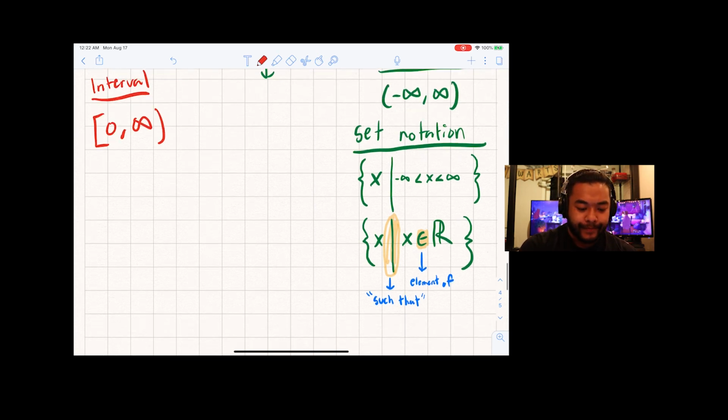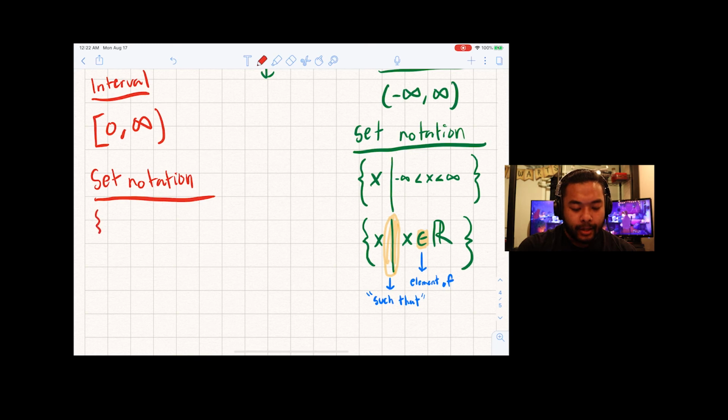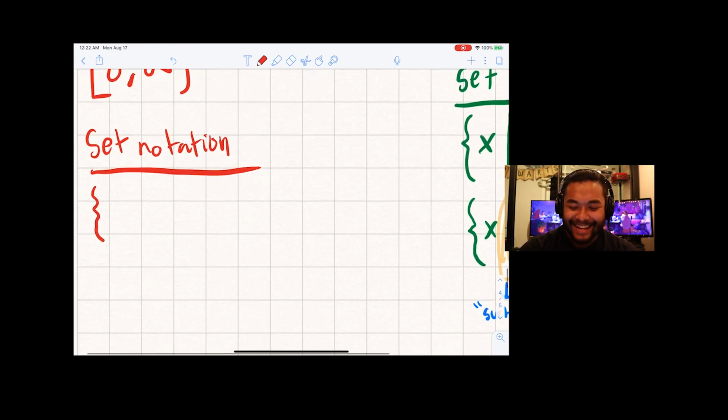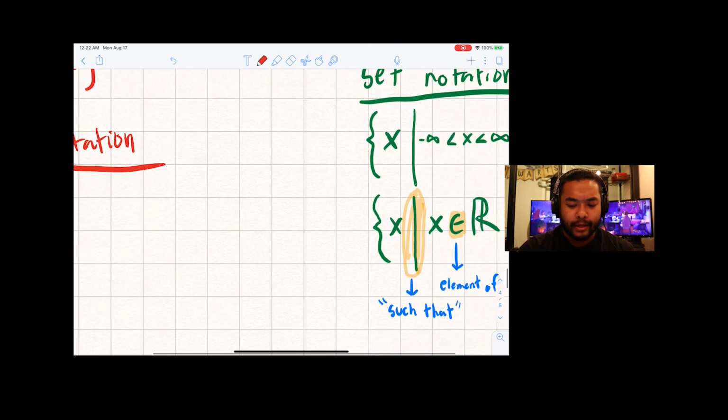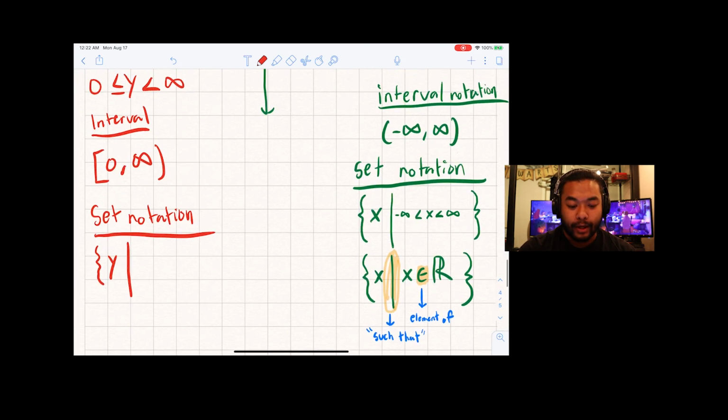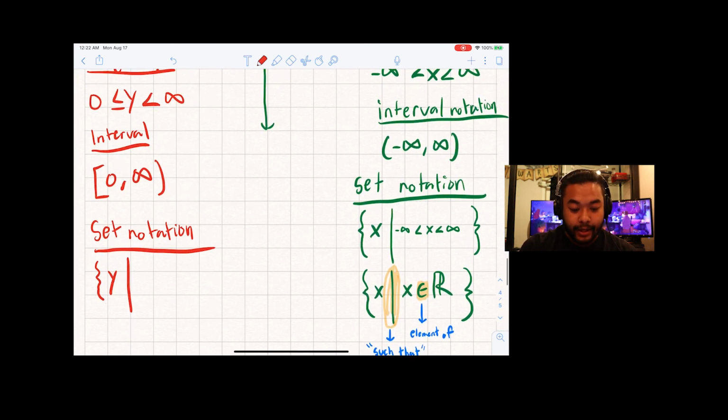Set notation. In set notation, we have curly brackets. Mine are ugly. Don't feel bad about yours. Curly brackets, the set of all y values such that. What do we think? We could do the inequality way and just copy that down. Such that y is greater than or equal to 0 and less than infinity. That's one way to write it.